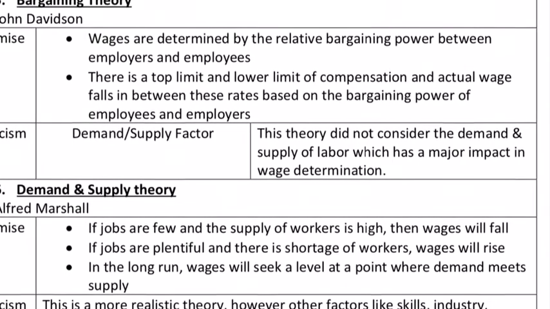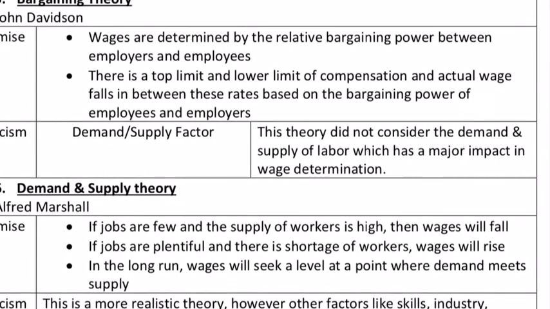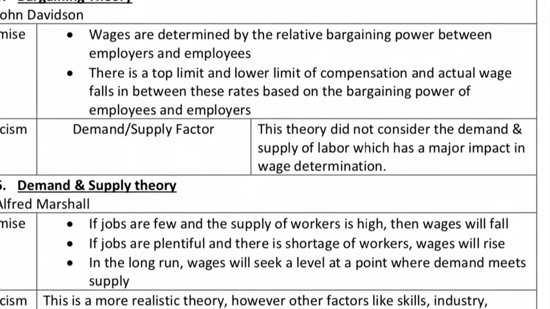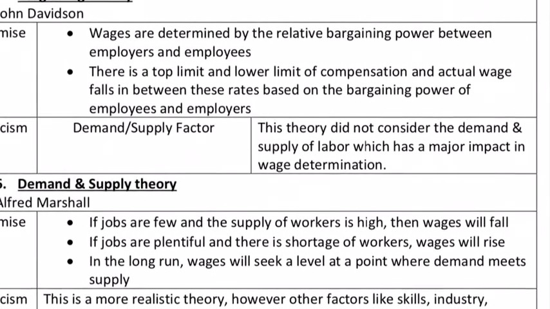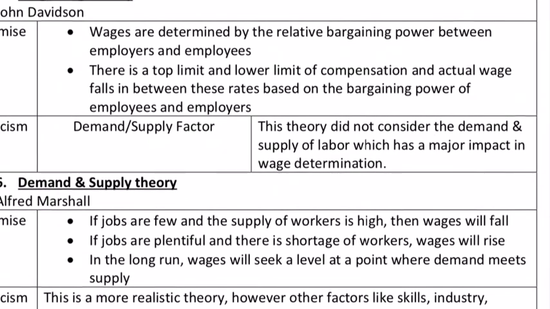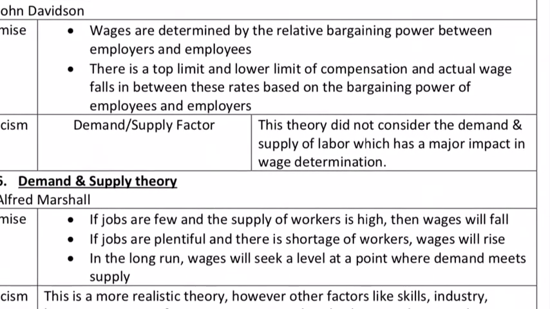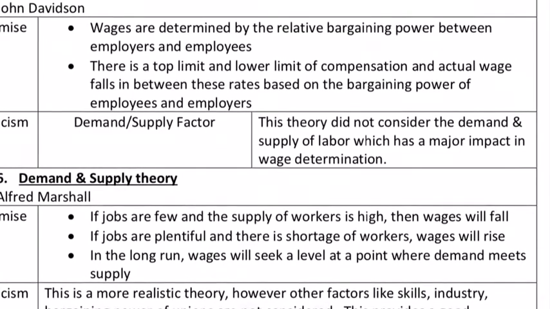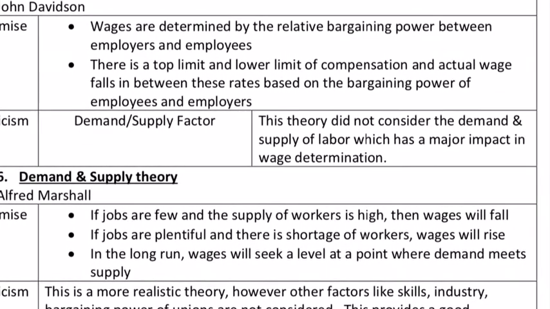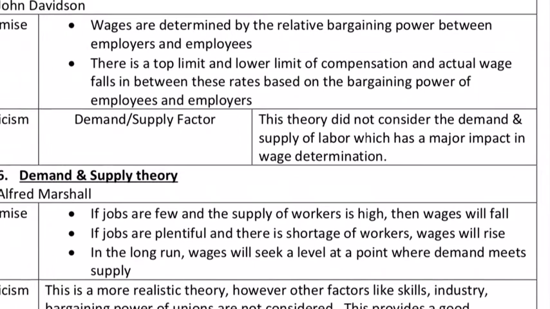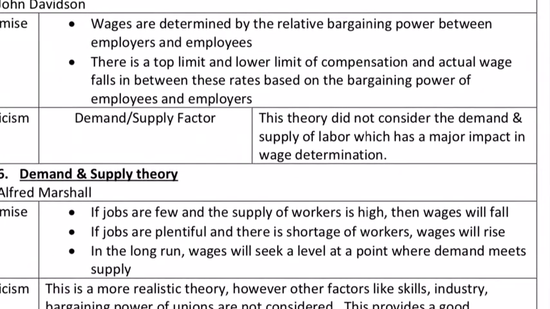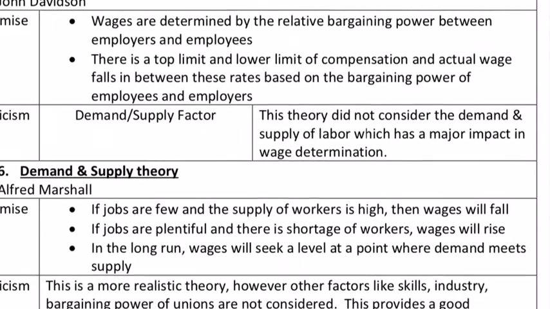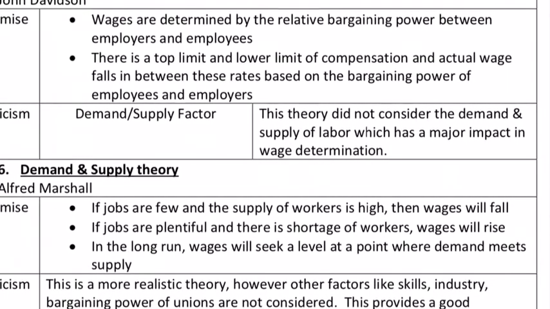The next theory is called the demand and supply theory. So demand and supply theory is again economics. Here, this was proposed by Marshall, and he says labor rate is determined by the demand for and supply of laborers. Higher rates are given where supply is low and demand is high, and lower rates are given where there is good supply and demand is also not as much. Okay, so it is an equilibrium between demand for and supply of laborers.